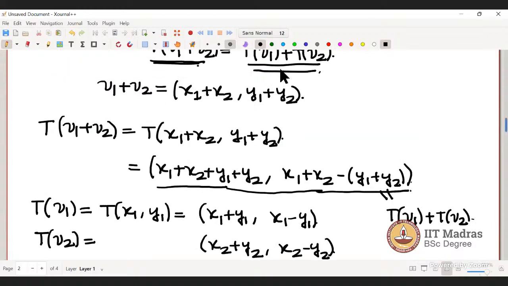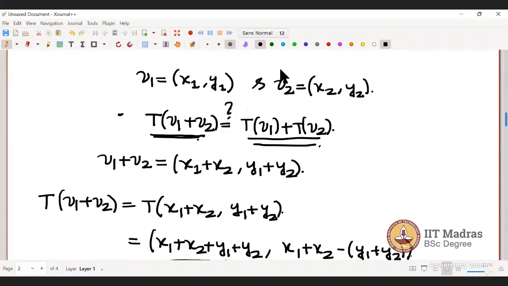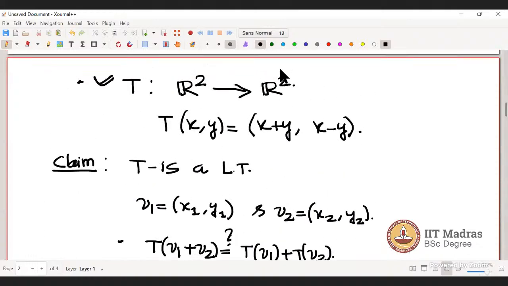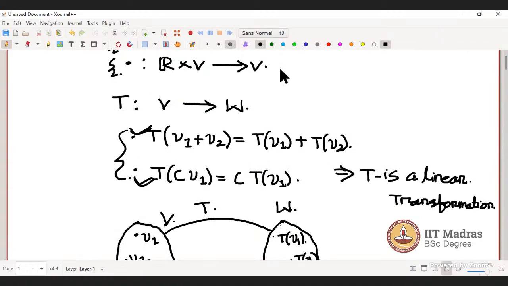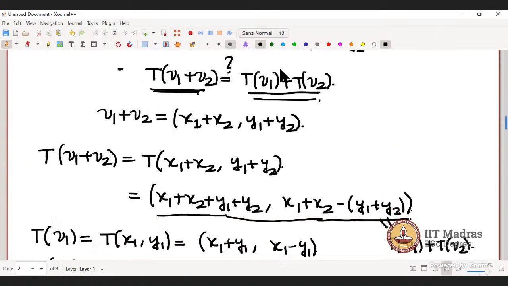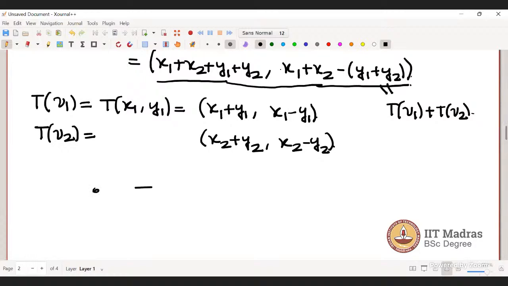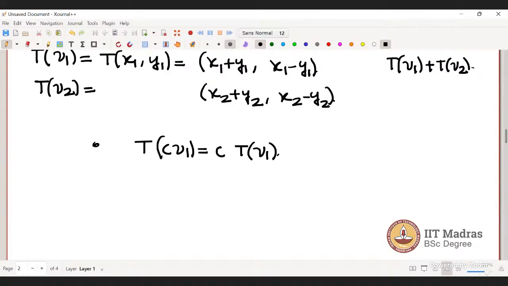So the first condition is true for this map. The first condition holds: T is additive. The next thing we need to show is the second condition. What is the second condition? T of C V1 is C times T of V1. So the first step is we need to compute what is T of C V1. This is nothing but (C x1, C y1).